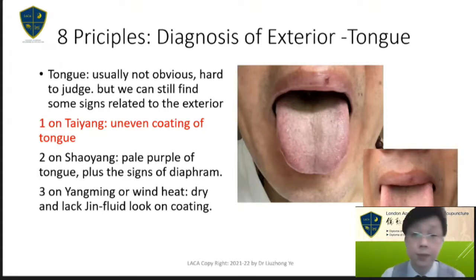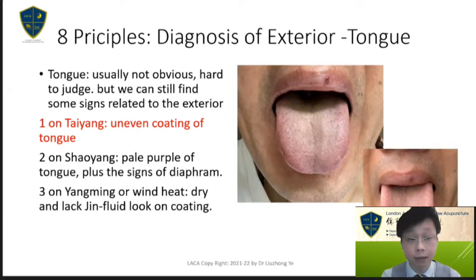Just to give you some ideas about the tongue for exterior, as I mentioned earlier on. The tongue usually is not very obvious, but there are some signs that can give you some hint. For me, to diagnose those yang channel issues or exterior issues, the very best method is to go down to the 6 channels, the meridian palpations. But the tongue reading can still give you some good hint and clue.